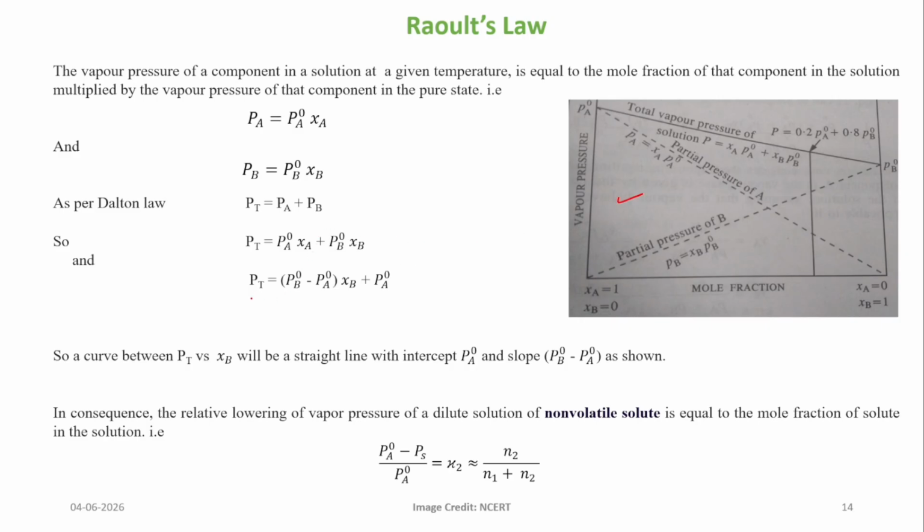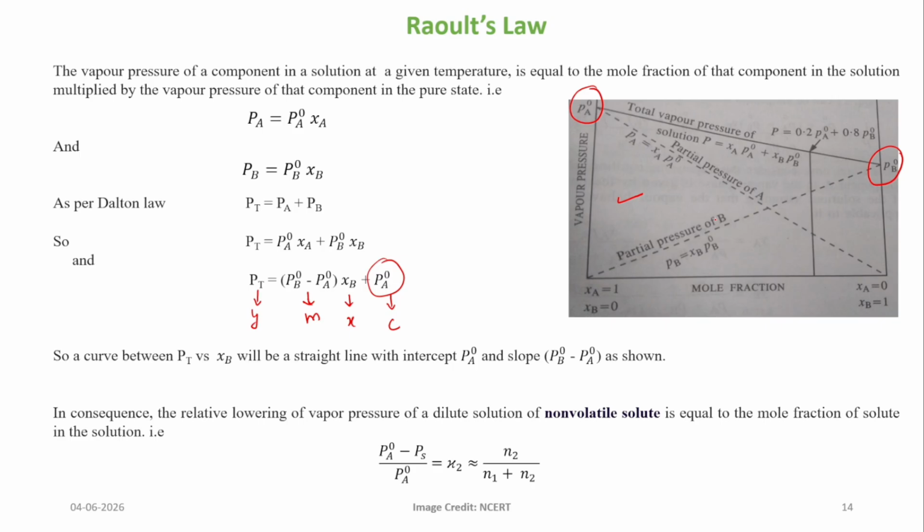You can take any equation from this one. So I'm taking y equals mx plus c, where this is the slope m, this is x, and this is the intercept P naught A. So you can see this is the intercept for one equation, and similarly for the second equation that I have written, you will get the second intercept, which is P naught B. So this is all about Raoult's law for solid and liquid and for binary solutions.